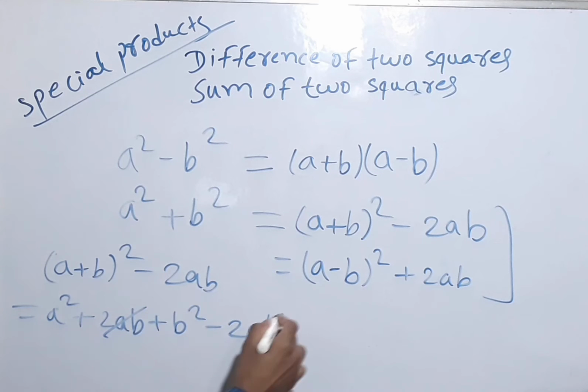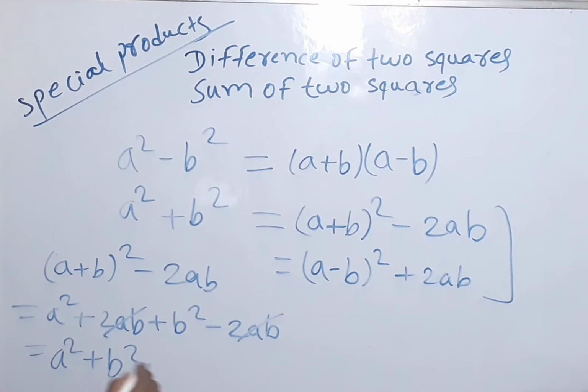Okay, and these two will cancel out. As you can see, here we have plus 2ab and this is minus 2ab. Now this will be a squared plus b squared, meaning indeed these two are equal.